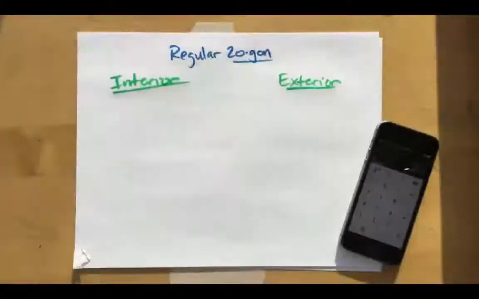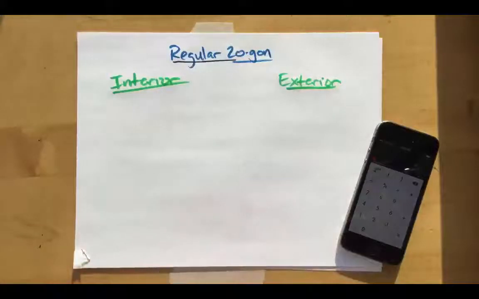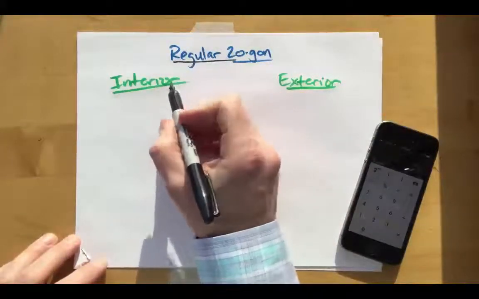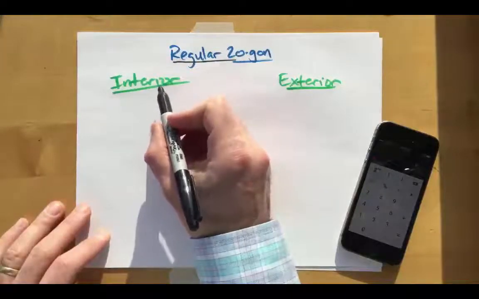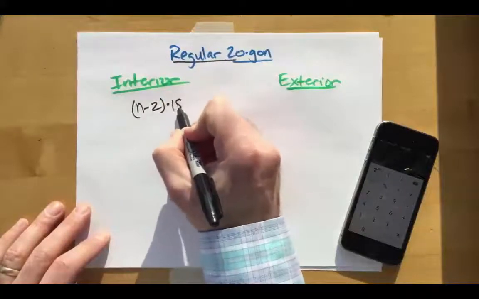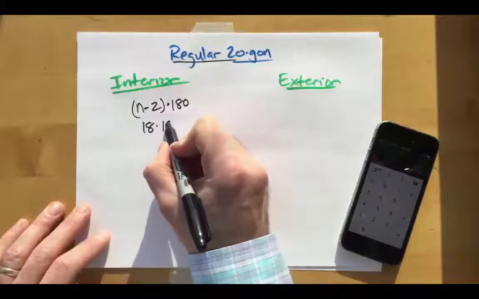In our next example, we're asked to find the measure of each interior and exterior angle of a regular 20-gon. Well, remember, a regular polygon means that all angles and all sides are congruent. So we first are going to start off by finding the sum of all 20 interior angles of a regular 20-gon. We do that by saying n minus 2 times 180. N is the number of sides, so that's going to be 18 now times 180.